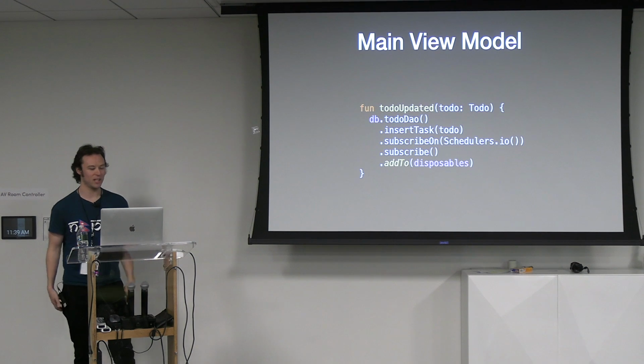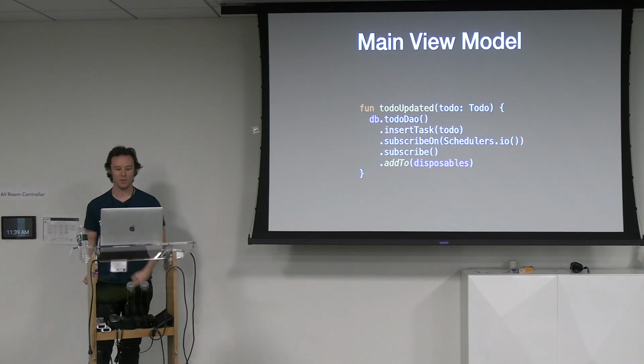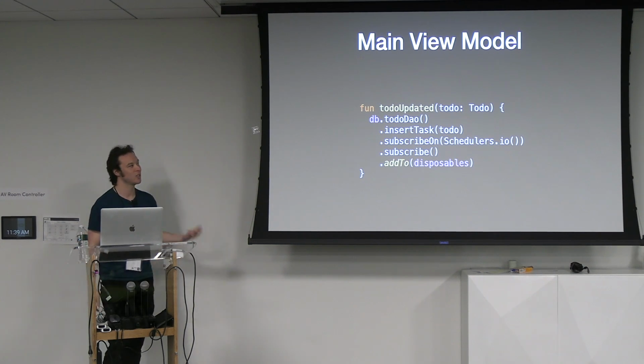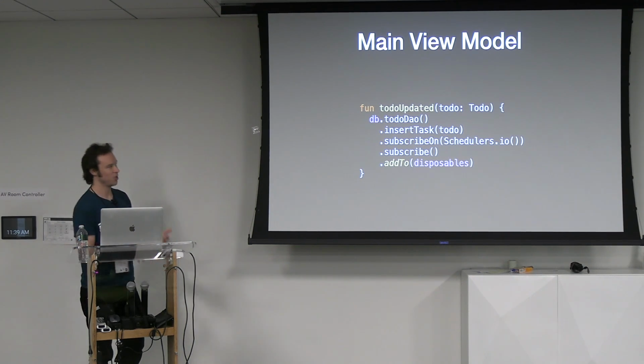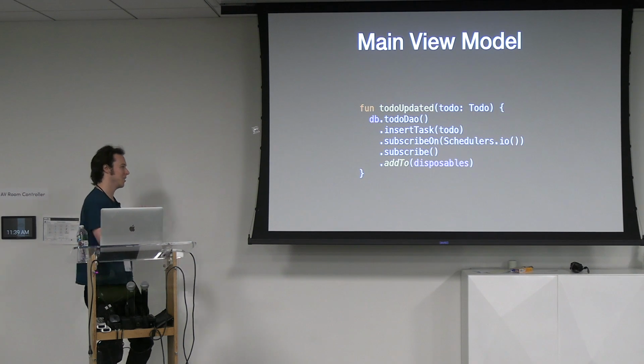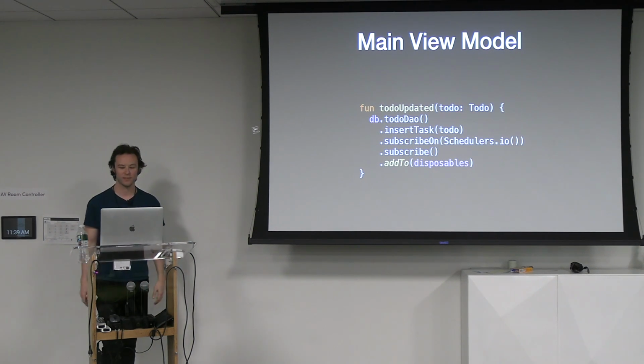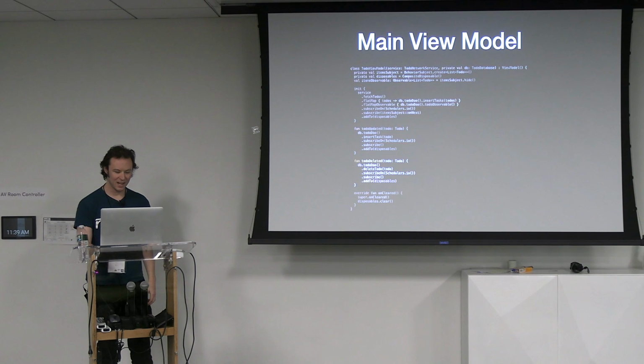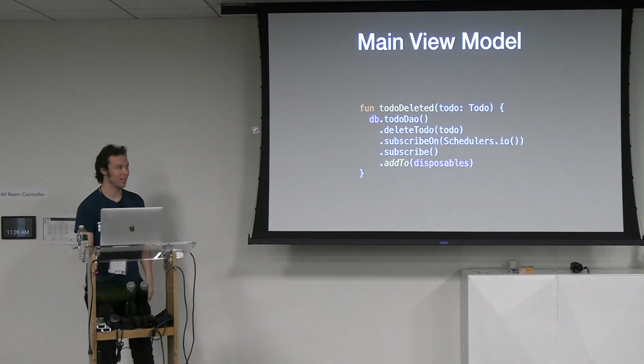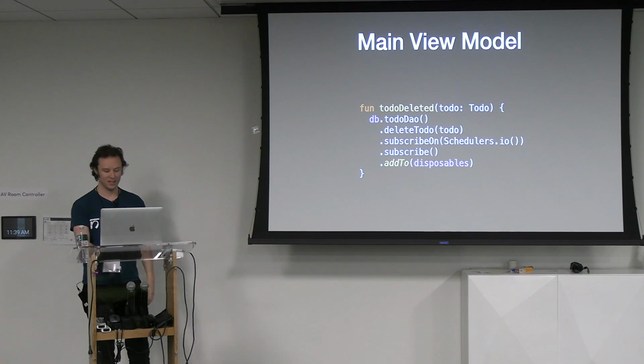So basically all we're doing here is we're reaching into our database, we'll take a look at that next, and inserting a task. Again, there's a bunch of extra RxCruft for subscribing off the main thread, adding it to our list of disposables, and kicking the stuff off. And we have the to-do deleted function. That's almost exactly the same as the to-do updated function, except we're calling delete.